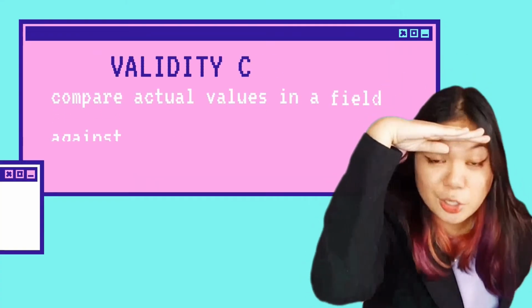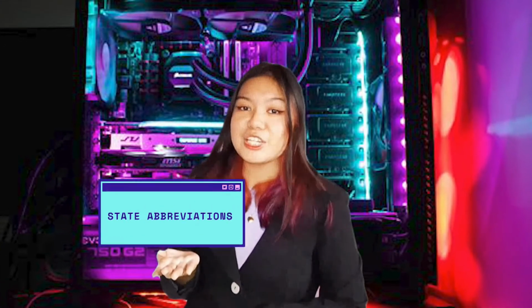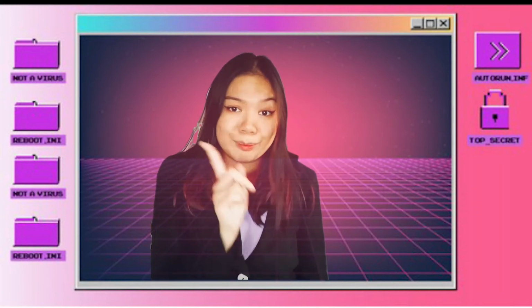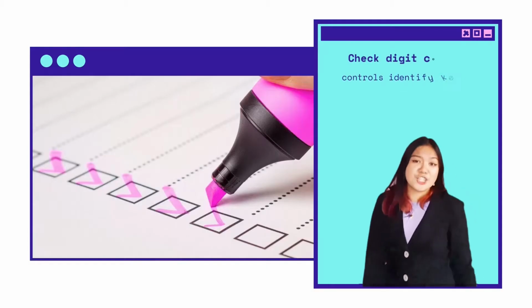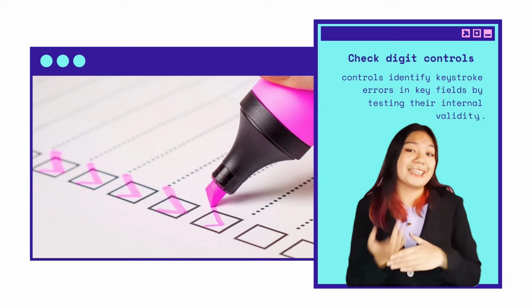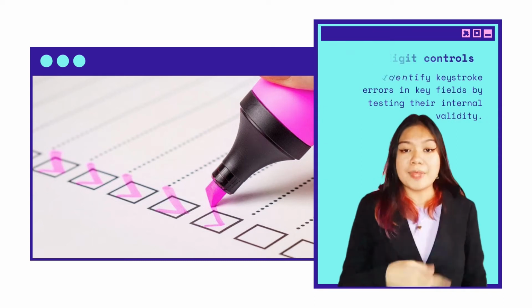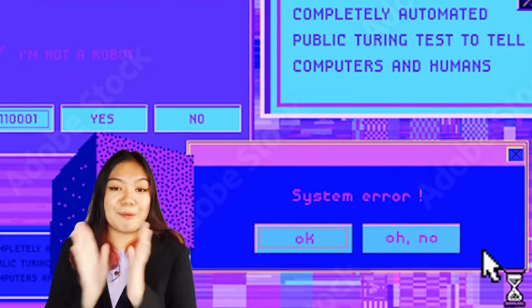Validity checks compare actual values in a field against known acceptable values. This control is used to verify such things as state abbreviations or employee job skill codes. If the value in the field does not match one of the acceptable values, the record is determined to be an error. And lastly, check digit controls identify keystroke errors in key fields by testing their internal validity. A check digit could be used to verify a vendor number on a purchase order record.